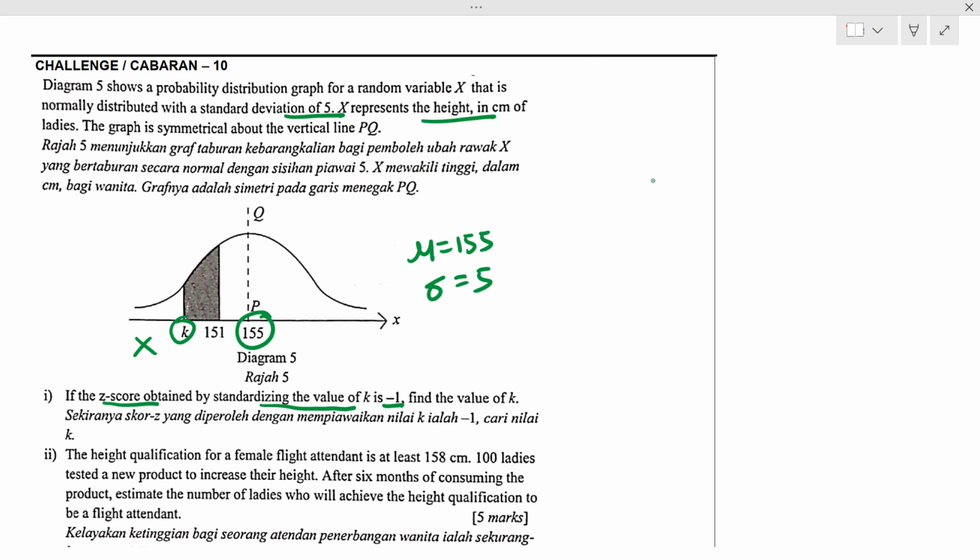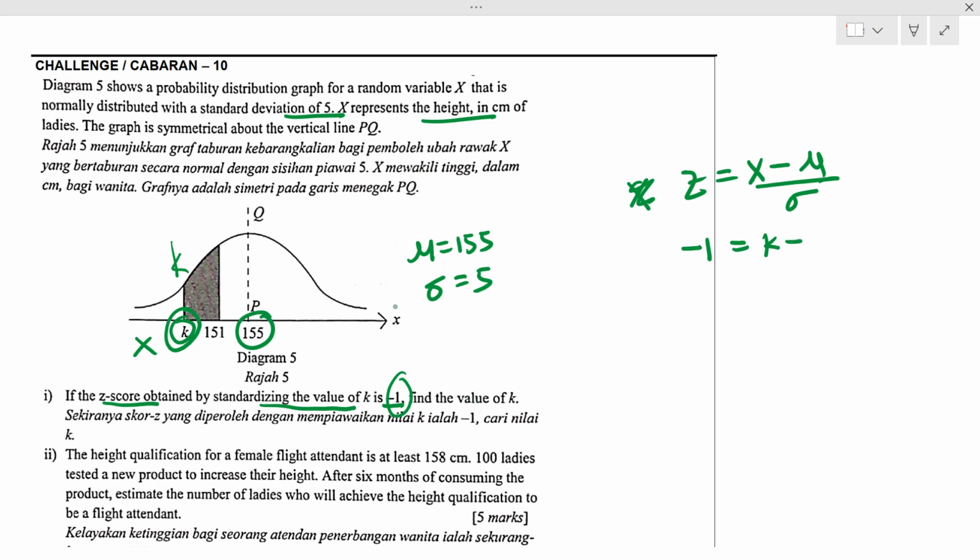So we know that this question is nothing; they never ask for any probability. Don't be clever and modify it. What is Z? Z is X minus mean over standard deviation. Okay, substitute all your values here. Now they tell you the Z score is -1, so substitute -1. The X is actually the K. It is the K, right?